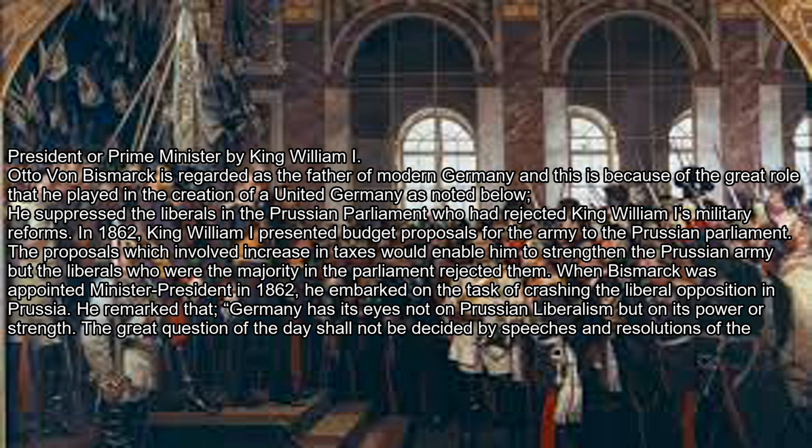He suppressed the liberals in the Prussian parliament who had rejected King William I's military reforms. In 1862, King William I presented budget proposals for the army to the Prussian parliament. The proposals, which involved an increase in taxes, would enable him to strengthen the Prussian army, but the liberals, who were the majority in the parliament, rejected them.